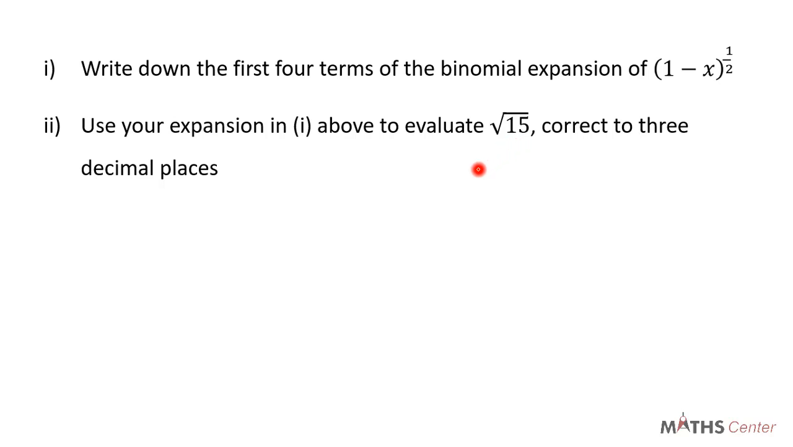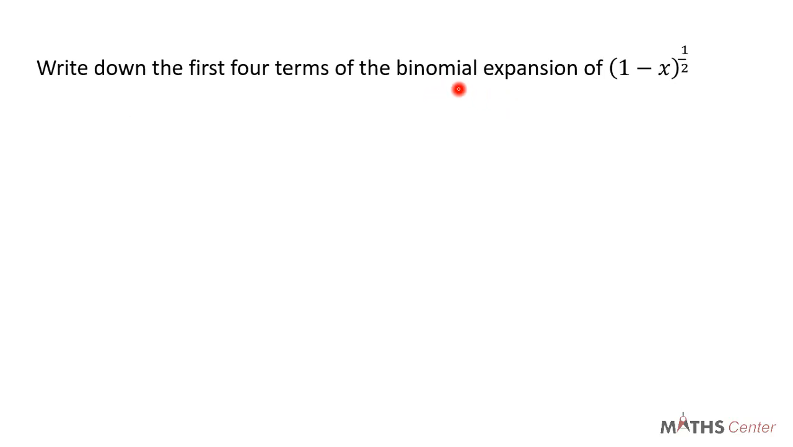Then we will correct the answer to 3 decimal places. Let's start with the first part. We are going to write down the first 4 terms of the binomial expansion of (1 - x) exponent half.